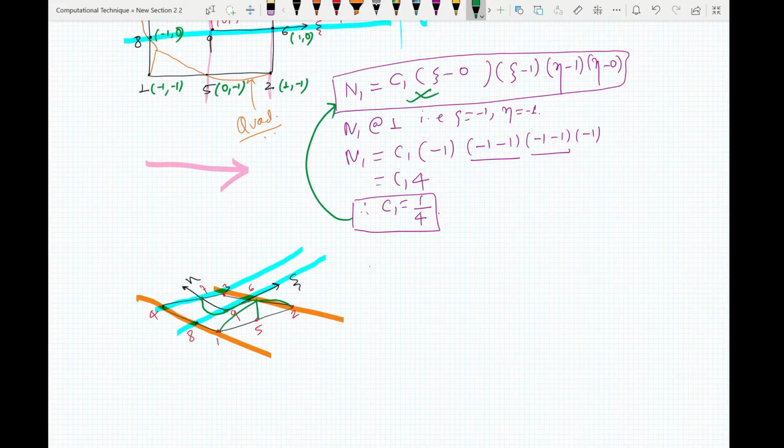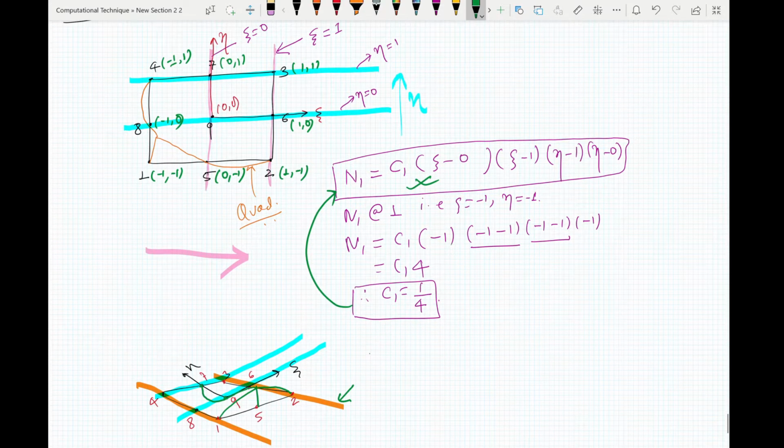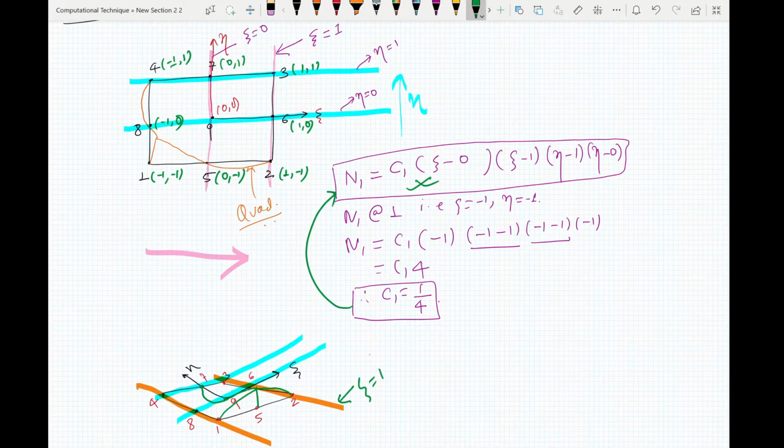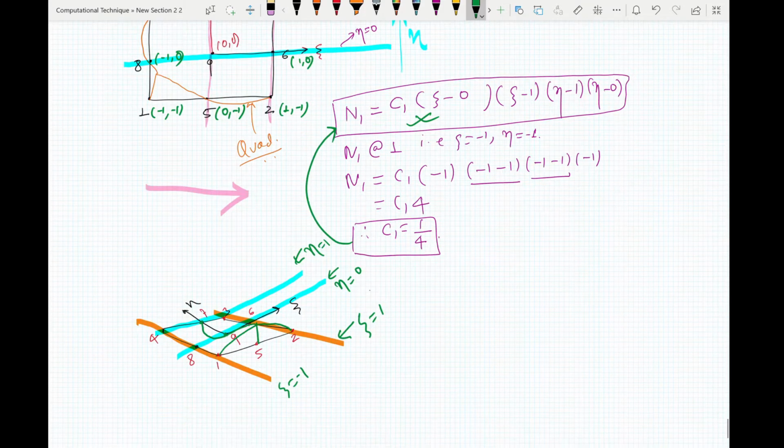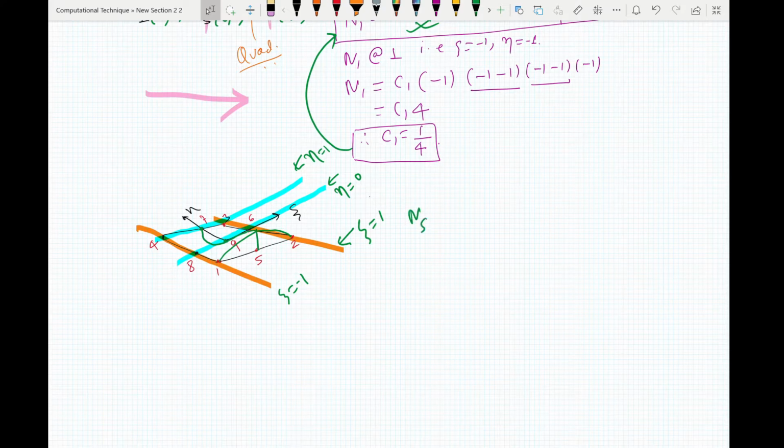So the equation of this line here connecting 2 and 3 is xi equals 1. This is xi equals minus 1. This is eta equals 0. 3 and 4 is eta equals 1. Now you can form your N5 as C5 times xi minus 1, xi plus 1, and then eta minus 0 and eta minus 1.